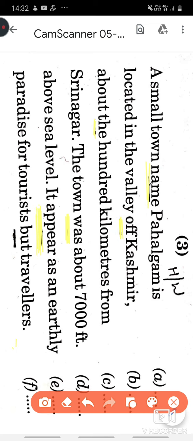It appear as an earthly paradise for tourists but travelers. It's a paradise, it's a place to be visited, you can say, or it's an exceptionally beautiful place for tourists but travelers. Error is of the conjunction but.